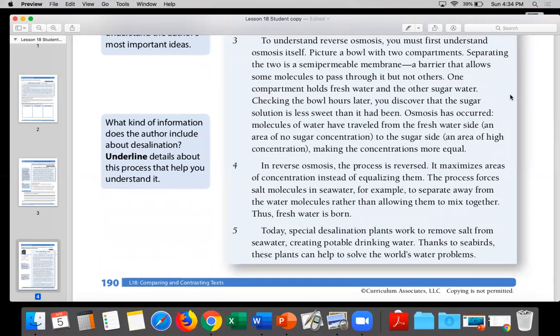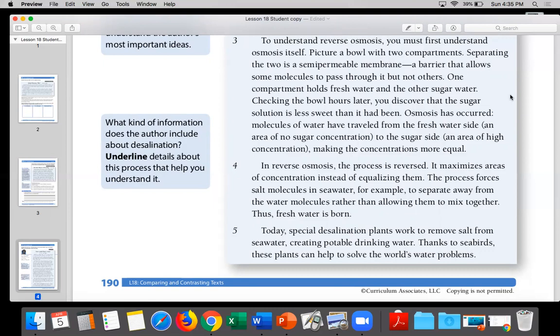To understand reverse osmosis, you must first understand osmosis itself. Picture a bowl with two compartments. Separating the two is a semi-permeable membrane, a barrier that allows some molecules to pass through but not others. So you can think of it kind of like a colander, okay? Not the whole bowl, but it would be like a big bowl in half, and then that thing that splits it down the middle is kind of like a colander, okay? One compartment holds fresh water and the other sugar water. So one half has fresh water, one has sugar water.